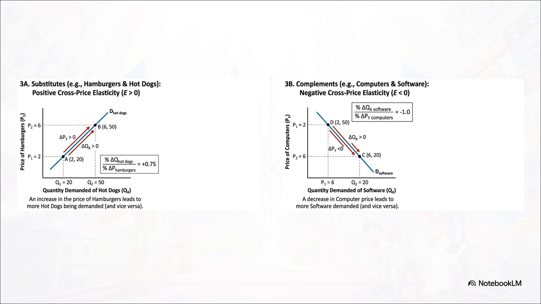But on the right, we have a negative result for complements. If the price of computers jumps from $2 to $6, the demand for software drops off heavily. They're paired goods. If computers become just too costly to buy, people naturally stop buying the software required to run them.